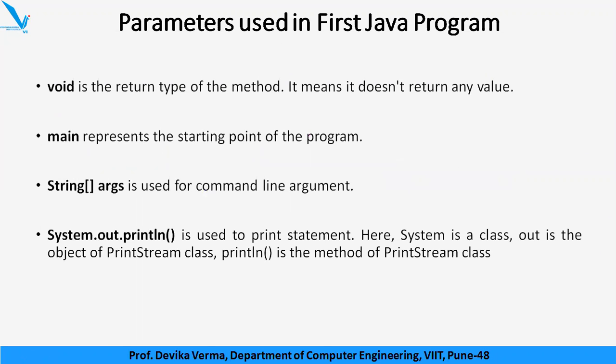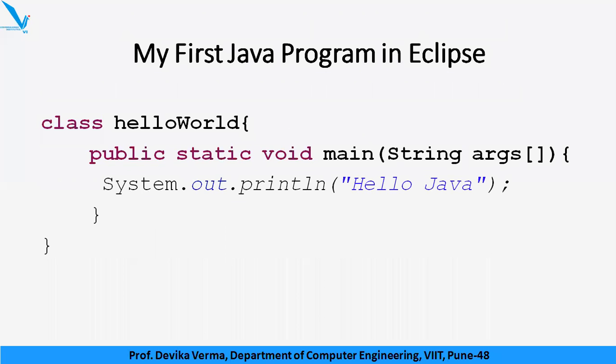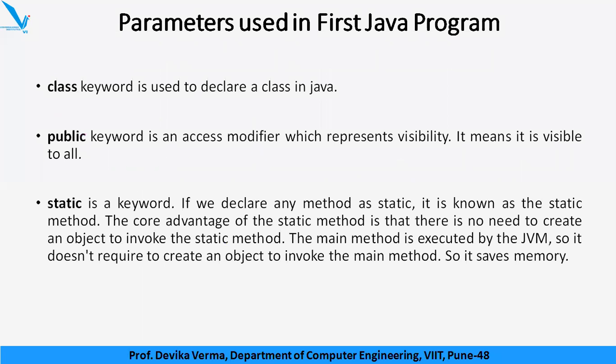System is a class, out is an object of this particular PrintStream class, and then println is a method that we invoke from the PrintStream class. Whatever you pass as an input to that method is mentioned in the double quotes. Every statement is similarly terminated with a semicolon. So it is similar to other programming languages with respect to all the other syntax of it.